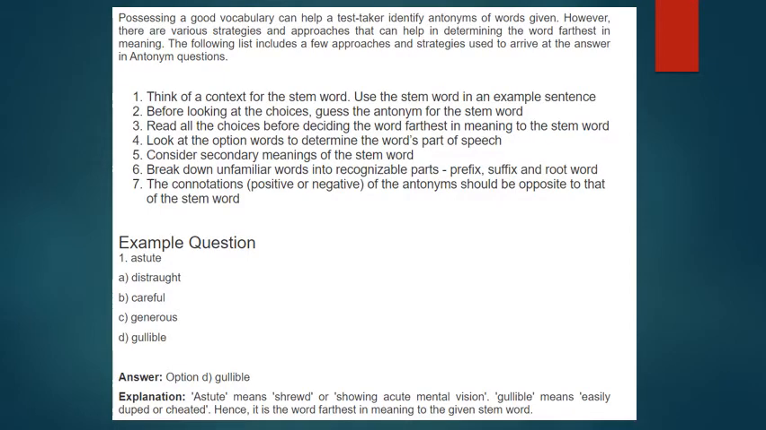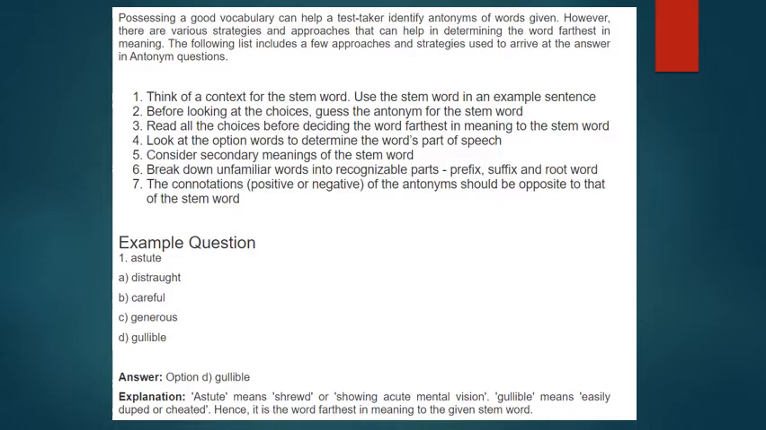Possessing a good vocabulary can help a test taker, a student, identify antonyms of words given. So let's see some of the tricks and clues how you can find out the right antonym. However, there are various strategies and approaches that can help in determining the word farthest in meaning. See, in the case of synonym, nearest in meaning, but in the case of antonym, it's the farthest in meaning, the opposite words. The following list includes a few approaches and strategies used to arrive at the answer in antonym questions.